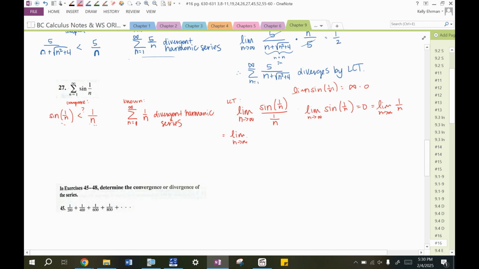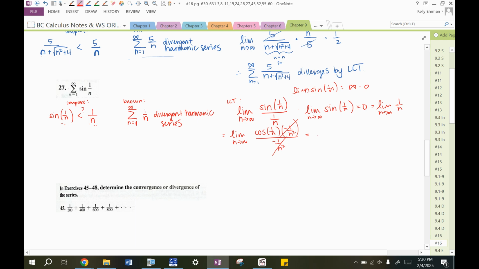Remember, it's got to be in its rational form. You can't take the derivative of n times sine of 1 over n. But the derivative of sine is cosine. And by the chain rule, the derivative of 1 over n is -1 over n squared. Down here, the derivative of 1 over n is -1 over n squared. And we've seen this before in chapter 8, where these cancel out. And let's try the limit again.